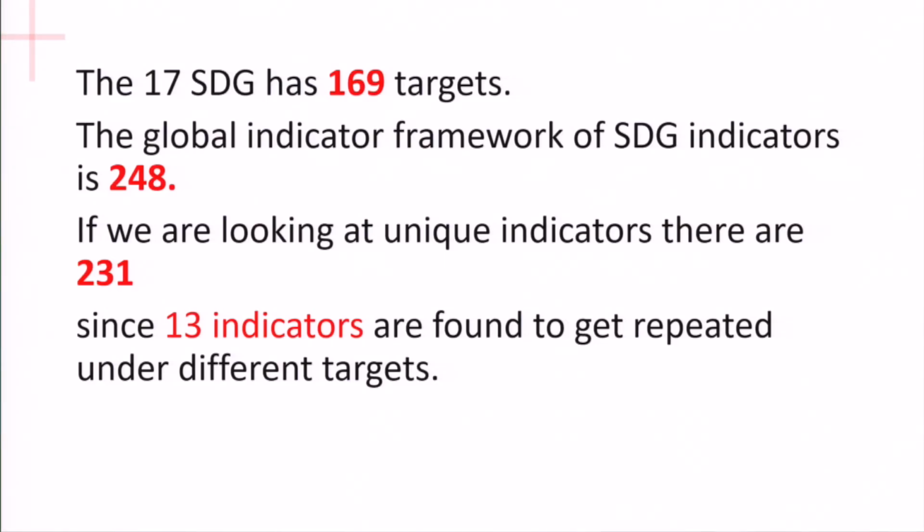So, we find the 17 SDGs have 169 targets. The global indicator framework of SDG indicators has 248 indicators in total. Of these 248 indicators, some are repeated in a few targets. If we look at the unique number of indicators, we find there are 231 unique indicators. 13 indicators are found to be present in 2-3 places.